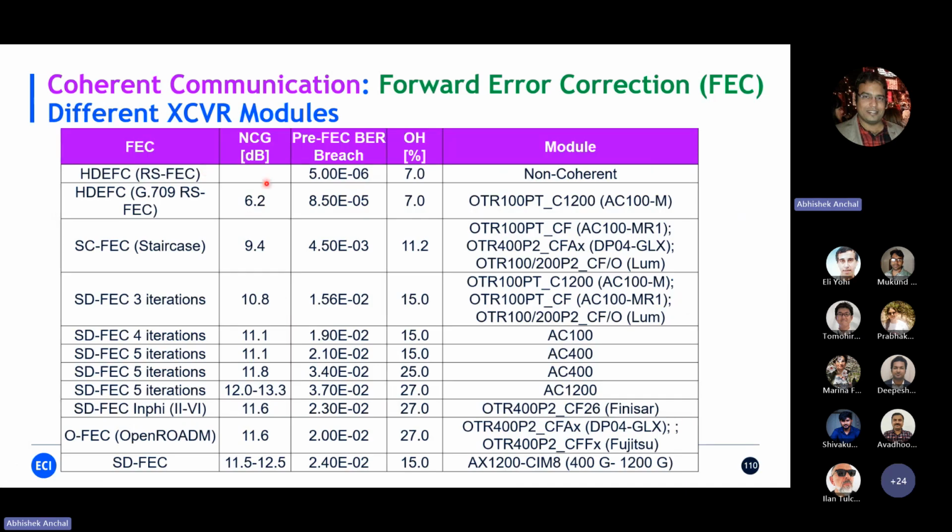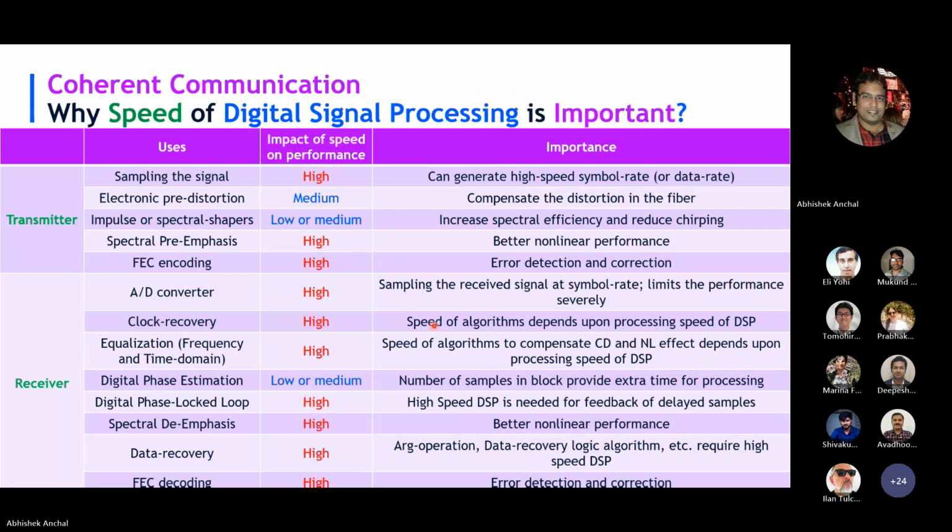In the next one, I tabulated most of the modules which we use and what kind of FEC they use, SD or HD, etc. What kind of net coding gain they have, what the pre-FEC threshold is, and what the overhead is. And interestingly, this is the latest one, which supports 1.2 terabits, 2 terabits. And this module actually uses only 15% overhead. Later we will see why it has lower overhead than others, which have 27%, etc. We'll see it in later slides. But this is all about the FEC. If you have any questions, you can ask before I move to the next topic.